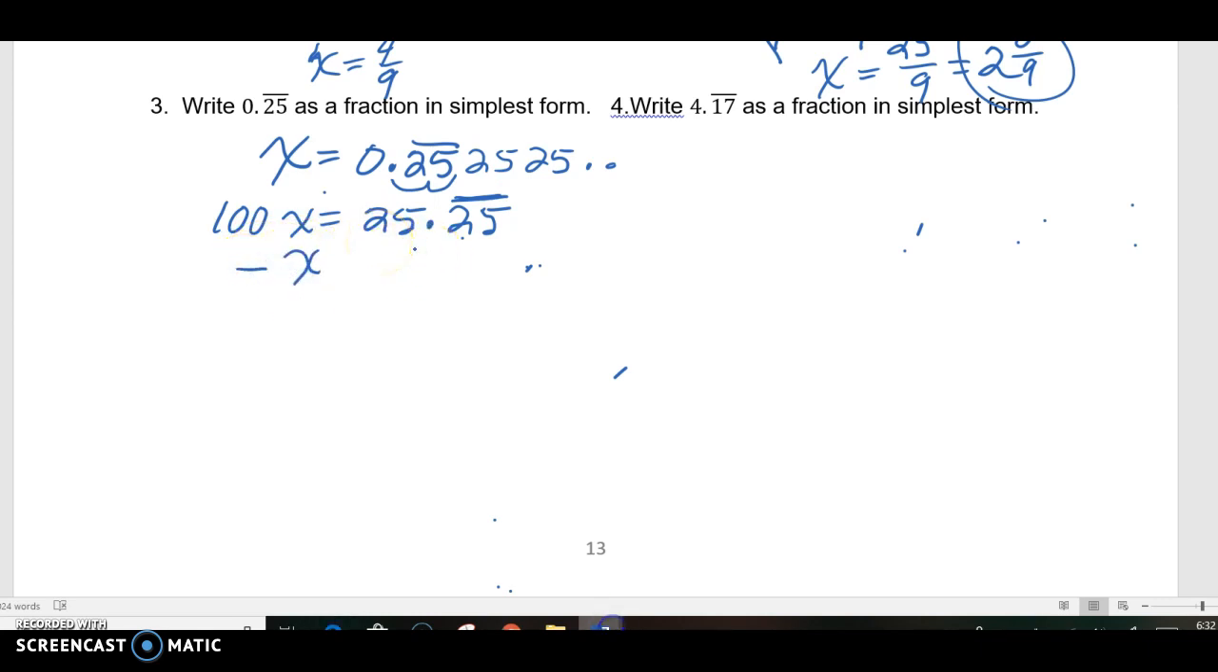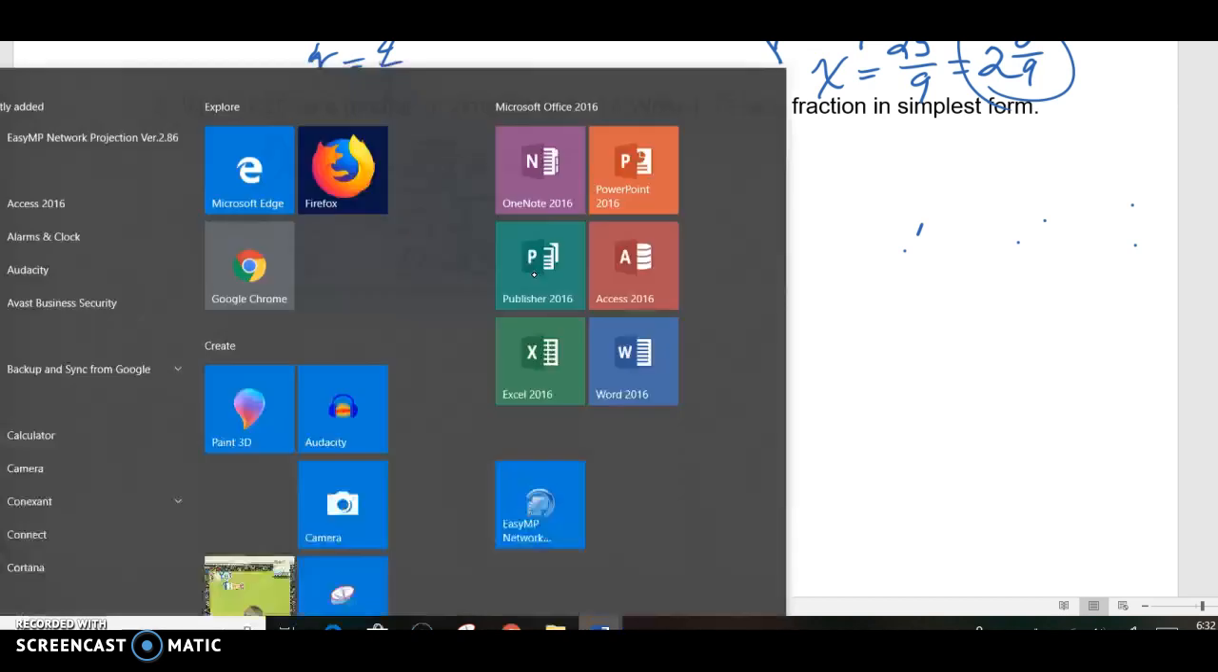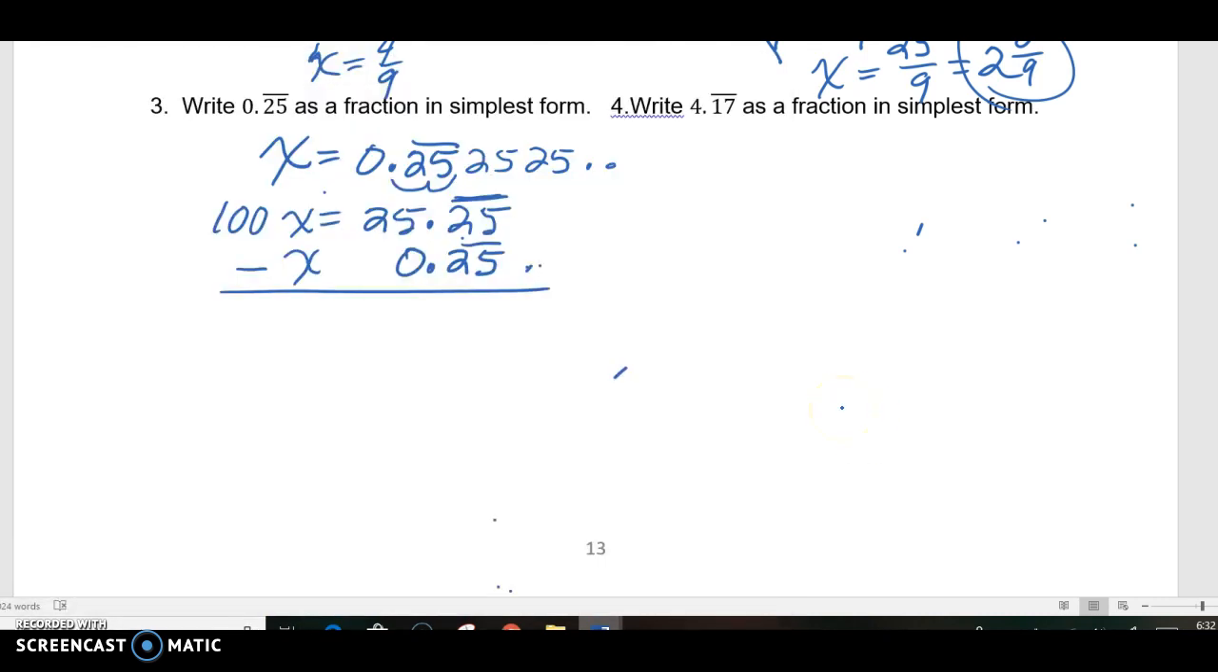Again, lining up the decimal is super important. So it's 0.25 repeating. Okay, so again, notice how nicely this part works out. This whole repeating part of the decimal cancels. Okay, so I have 25 left here, and then 100 take away 1 is 99. I have 99x left. And again, one-step equation, so I divide both sides by 99.